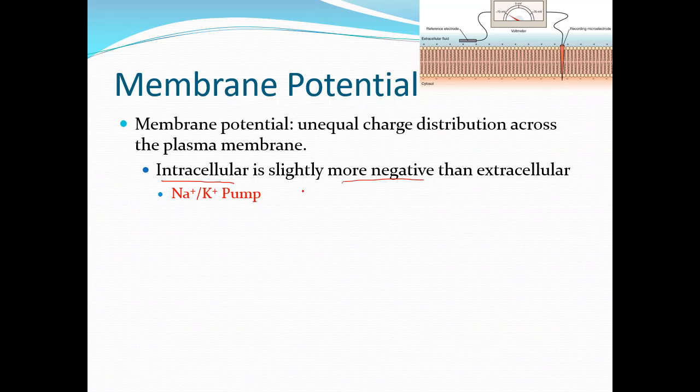The sodium-potassium pump is going to end up pumping 3 sodium ions out of the cell and 2 potassium into the cell. If you look at this, the net amount of positive charges is that there's going to be one positive charge that's going to go out of the cell. If there's one positive charge going out of the cell, that means that inside the cell is going to be a little bit more negative.